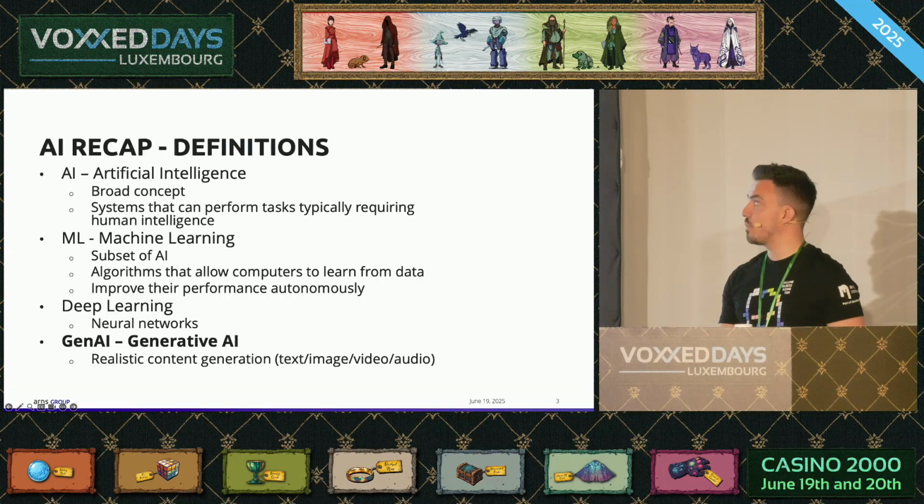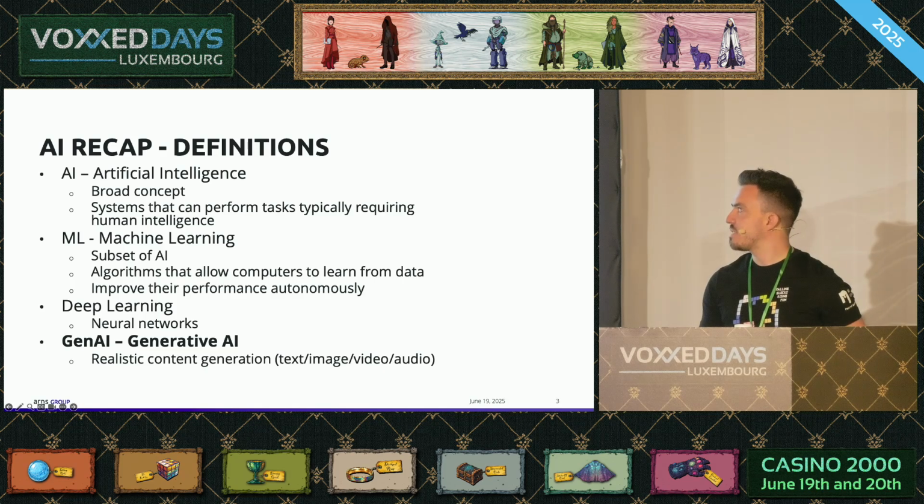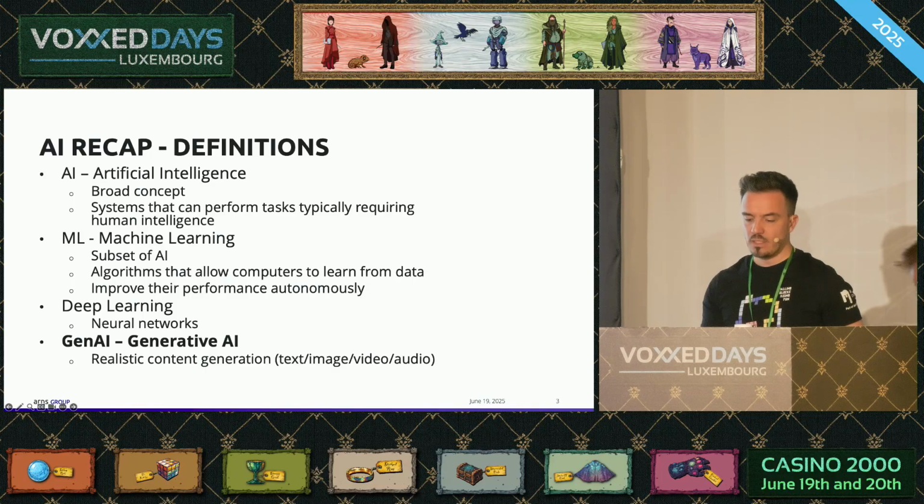Okay, so AI recap. What is artificial intelligence? There are a few definitions. AI is mainly the broad term of it. It designates systems that can perform tasks that typically would require human intelligence to do. ML is a subset of AI, so it's machine learning. It's algorithms that allow computers to learn from data, and they can improve themselves autonomously. Deep learning, once again, is another subset of ML, and it's a type of machine learning that uses neural networks to learn complex patterns from large amounts of data.